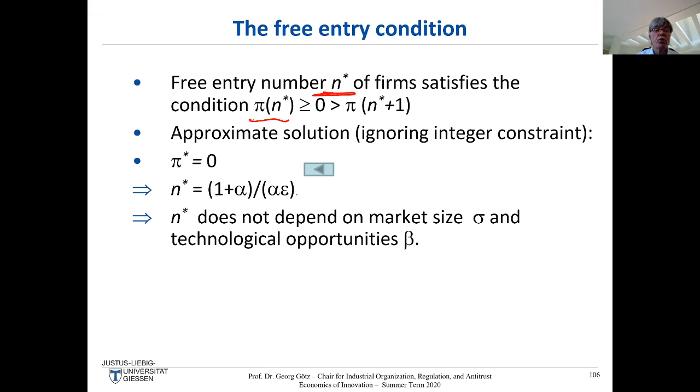That's what you can immediately calculate, because 1 plus alpha over alpha epsilon determines the number of firms, and then you jump back to our Q and substitute the n. You have a given n, and if you increase the sigma, your Q also increases. And if you increase the sigma and your Q increases, of course the R&D expenditure also increases.